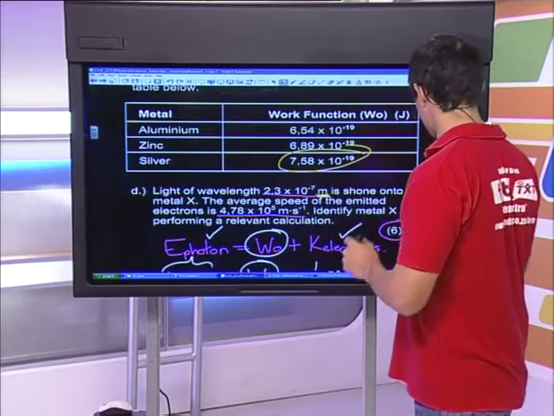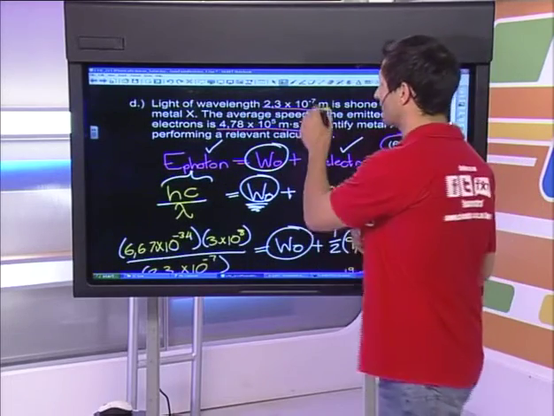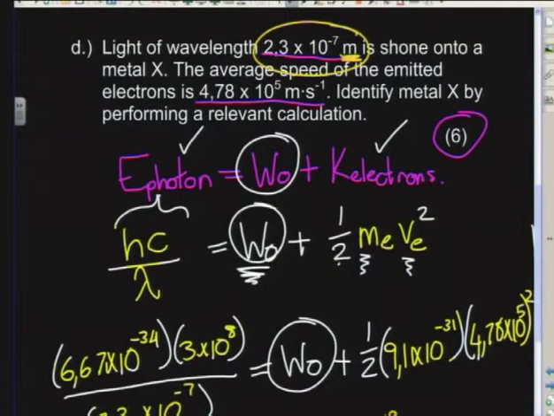Let me just run through the steps here before we take another ad break. So here we go. A light of wavelength, we've got our incoming photon with that amount of energy, is shone onto a metal X. We were trying to find out which metal it is. Now it says the average speed of the emitted electrons. There we go. We've been given a speed of electrons. Identify metal X by performing a relevant calculation.